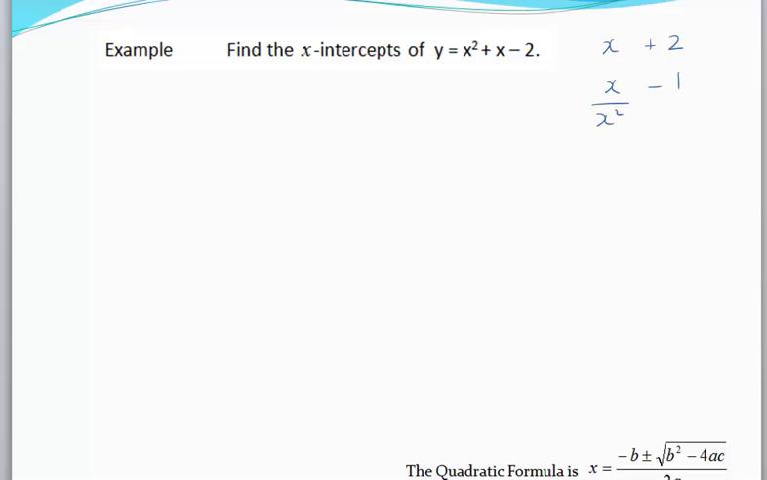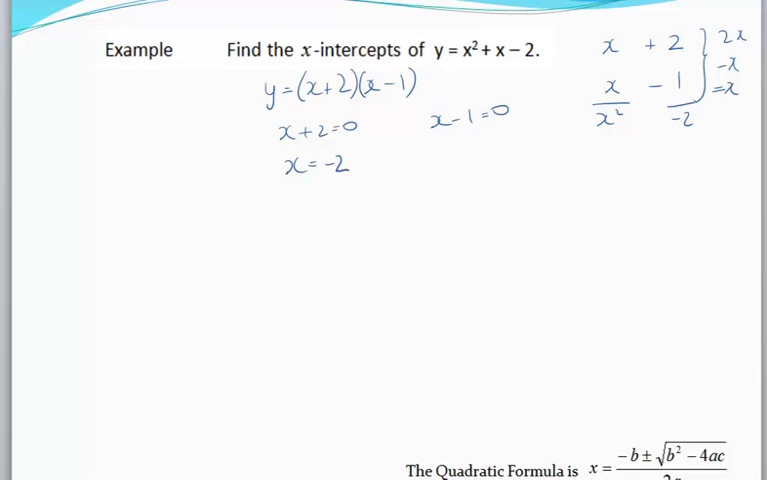So we've got these work out to be x squared. Here we have minus 2. Here we've got 2x minus x is equal to x. So here our factors are x plus 2 and x minus 1. So x plus 2 is equal to 0 and x minus 1 is equal to 0 are our roots. Here x is equal to minus 2, x is equal to 1. So these are the two roots for our actual x-intercepts.